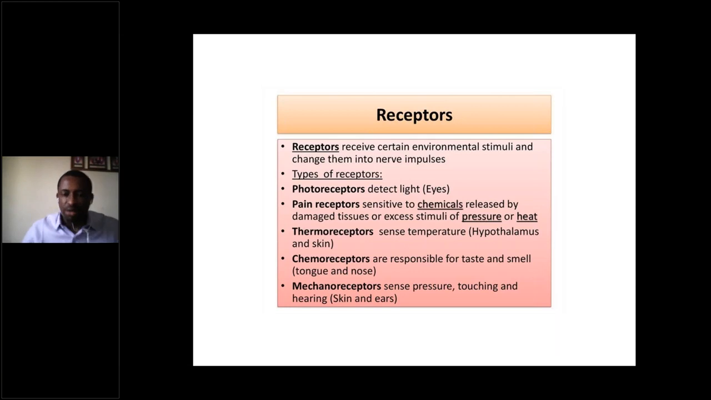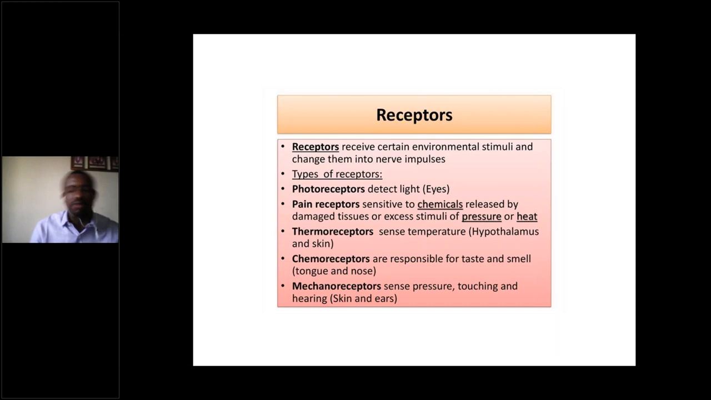Okay. So there are types of receptors. There is the photoreceptor. From the word photo, from photon, which is light. So photoreceptors detect light. Those receptors are found in the eye. There is the pain receptor, which responds to chemicals released by damaged tissue, or excessive stimulus, pressure or heat. These pain receptors are found where? On your skin. They receive signals on the skin.